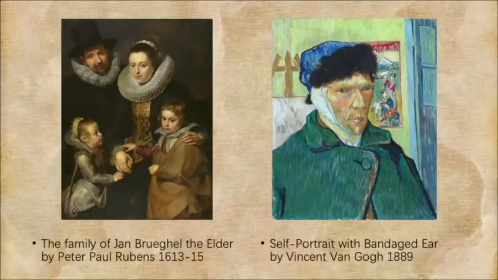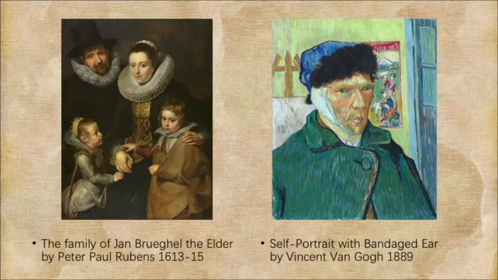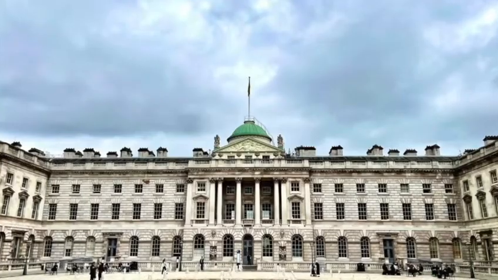So here are two paintings. What's the difference? Rubens' painting is trying to depict the details as realistically as possible, whereas Van Gogh's one is much more blurred. While these two are vastly different in their schools of art, they do have one similarity. Both of them are a part of the Courtauld collection.